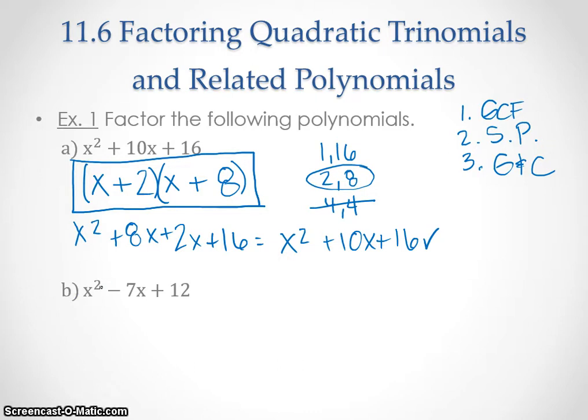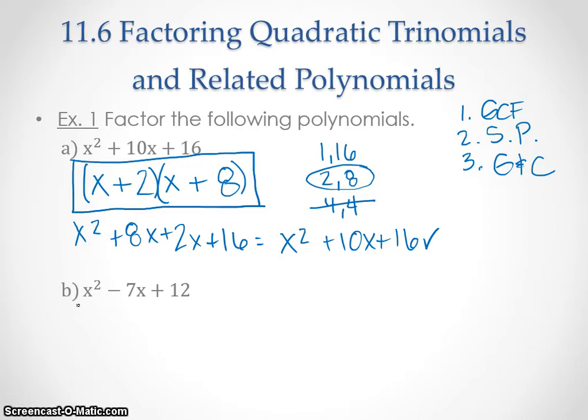Let's take a look at letter B here. It's x squared minus 7x plus 12. Looking at our GCF, there's no coefficient here, so no numbers can come out. There's no x here, so no letters can come out, so we can skip that. Special patterns: we square root x squared, yes. Can we square root 12? No, so no special patterns.